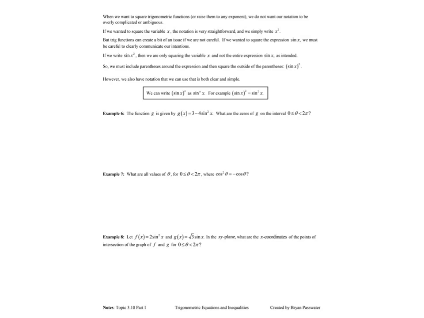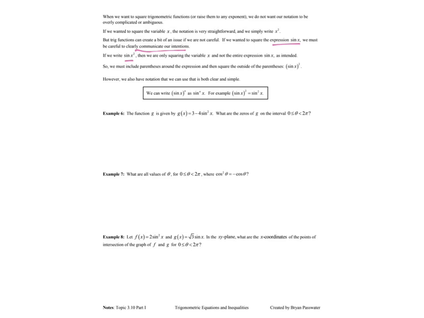If we wanted to square the expression sine x, we must be really clear to communicate our intentions. If we write sine of x squared, it looks like I'm squaring the argument, x squared. Do you see the problem with that? Everybody look right here. If we write sine of x squared, then it looks like we're only squaring the variable x. So we need to square the entire expression.